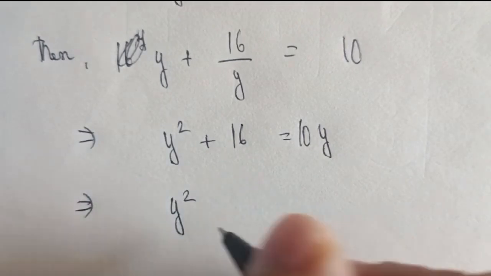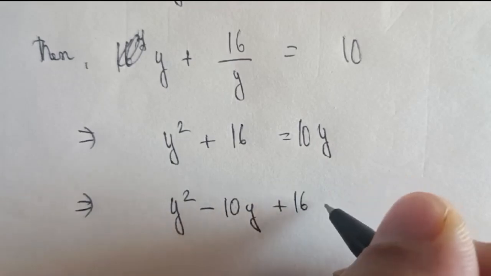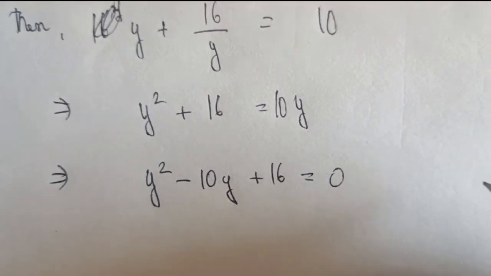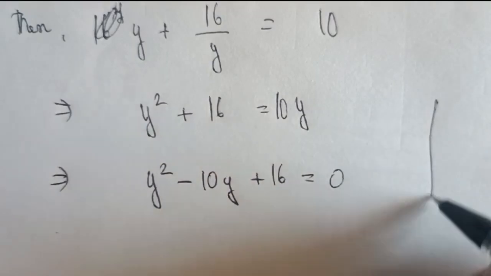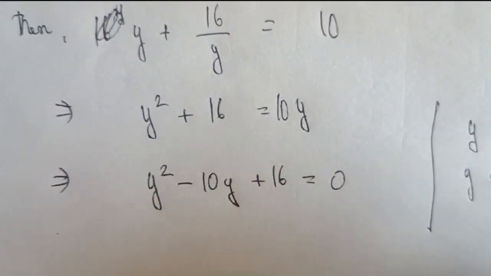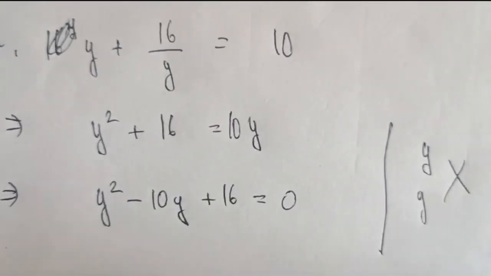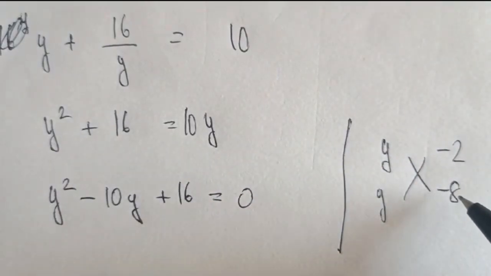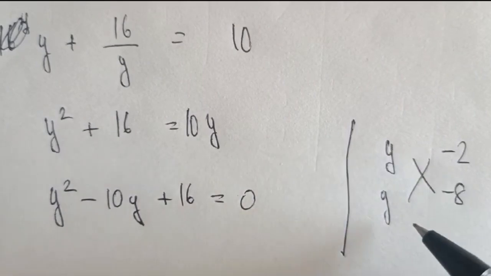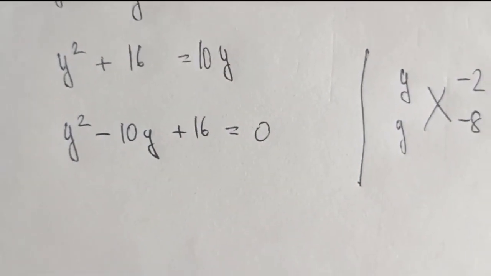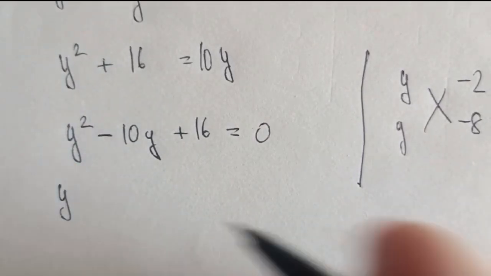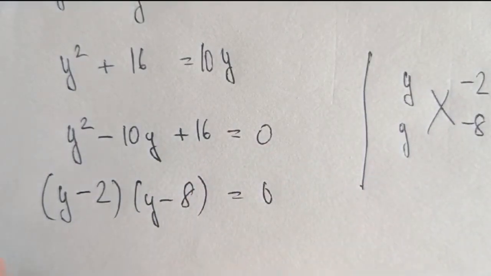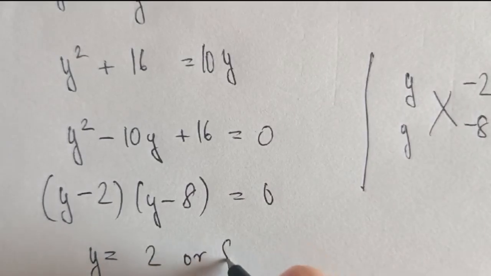This means y squared minus 10y plus 16 is equal to 0. I mean, you have done this quadratic equation before, but I will just solve it here, right? Rough work. Y and y, we will put two x's. Now what will give us minus 10? Minus 8 and minus 2. So 16 is equal to minus 8 into minus 2. Minus 8y minus 2y is equal to minus 10y, right? So y minus 2, y minus 8 is equal to 0, which gives us y can be 2 or 8.